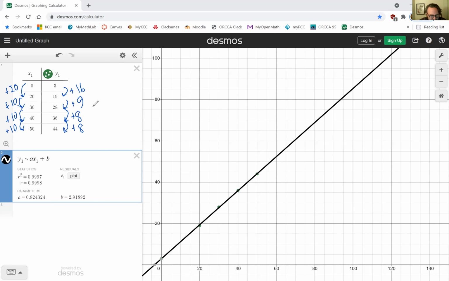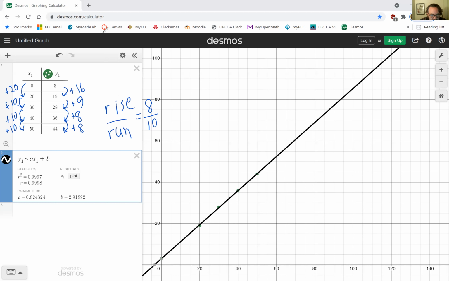And you can see that the slope is usually here 8/10, the rise over the run. The change in y over the change in x would be 8/10. You could reduce that, but that's saying that every 10 minutes, the charge went up by 8%.